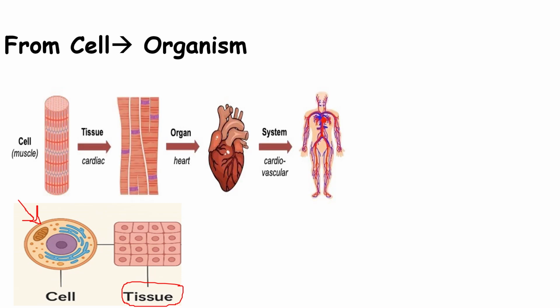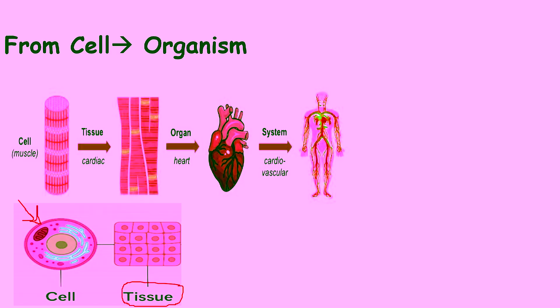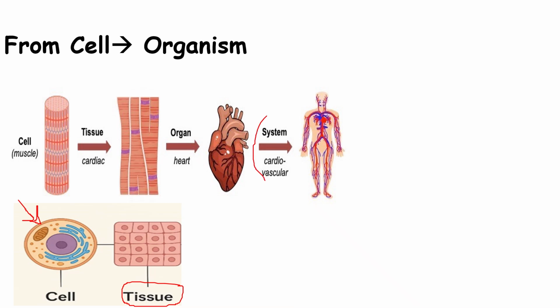Let's see here. This is a cell, that is the cardiac cell. From here, the cardiac tissue is formed. All this tissue organizes itself and forms an organ. The organ in combination with other organs forms a system. In this case, because this is a cardiac muscle or tissue, we get the cardiovascular system. And what is the function of the cardiovascular system? Right, it helps in the transport of blood from and to the heart.